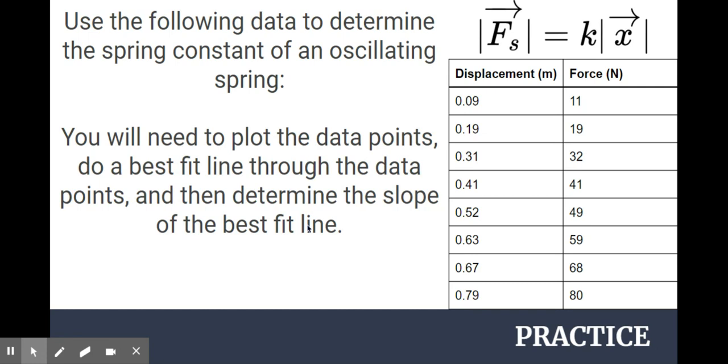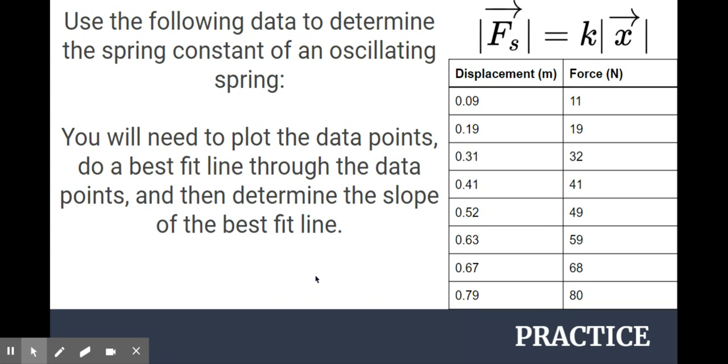After you plot it, you're going to try to figure out what the spring constant is from this set of data points, okay? After plotting the data points, do a best fit line and figure out the slope of that line. Now, when you do a best fit line, here are several guidelines you need to remember. One, your best fit line needs to follow the trend of the data points. If your data points look like a sine wave, don't do a straight linear line going through that. That doesn't follow the trend of the data.